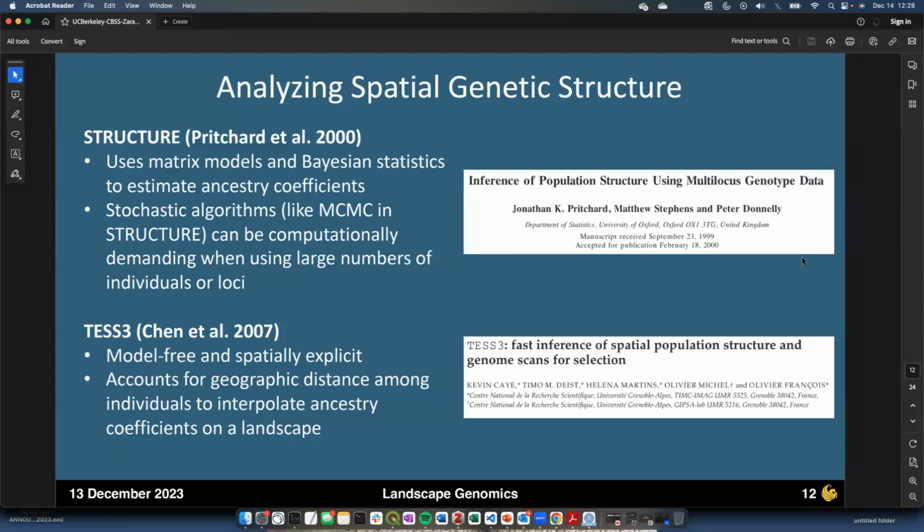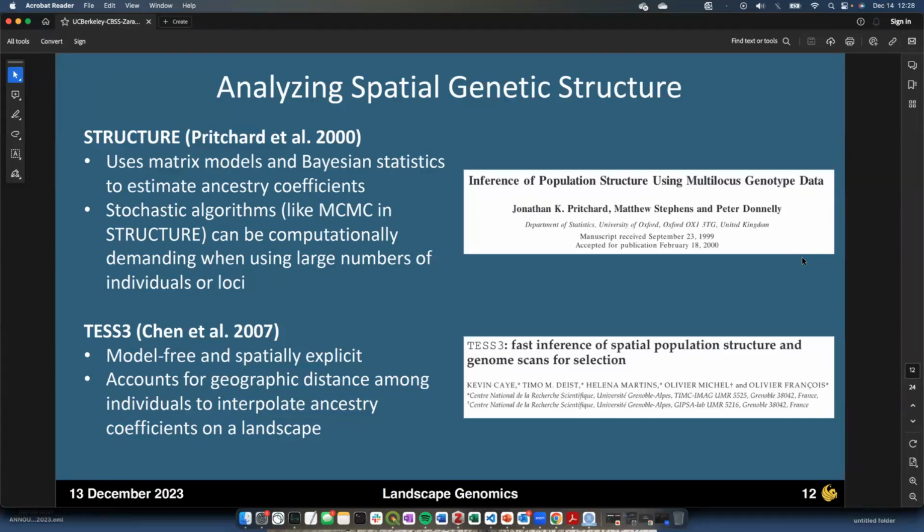TESS, on the other hand, the original TESS was developed by Chen et al. in 2007. It's considered model-free, and that's more of semantics. It's model-free in that it's not changing its evaluation of estimating ancestry coefficients based on its data. It's basically condensed down to a regression that compares multiple possible ancestry groups to the actual observed genetic variation that you see in your data.